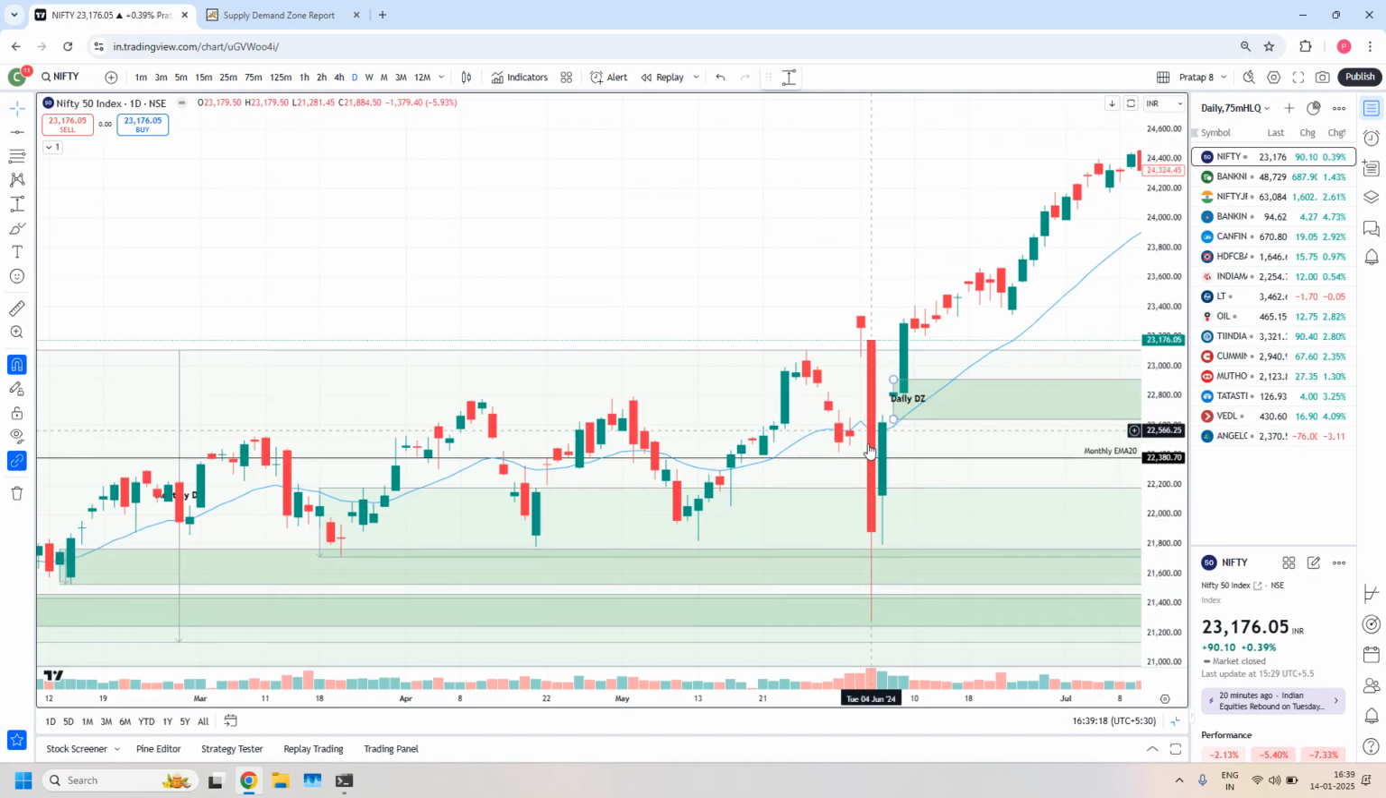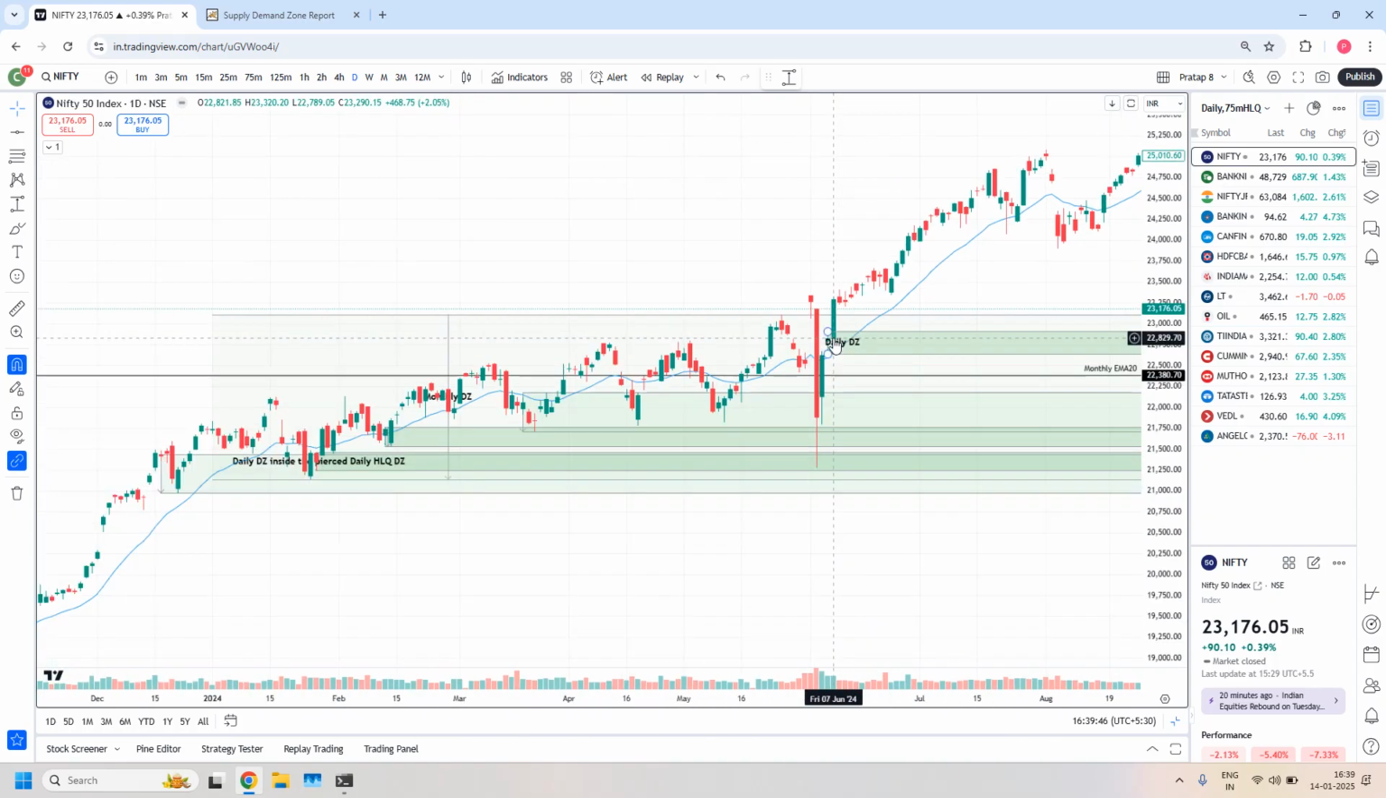See, such a big candle. How many points was Nifty down on that day? 1,379 points Nifty was down. This is 5.93%, close to 6%. Nifty is down on that day. But this zone gave good profit on that day. See, from here prices sharply moved up. Next day prices again sharply moved up. Next day prices moved and the rally continued.